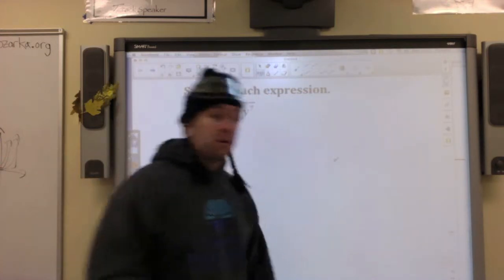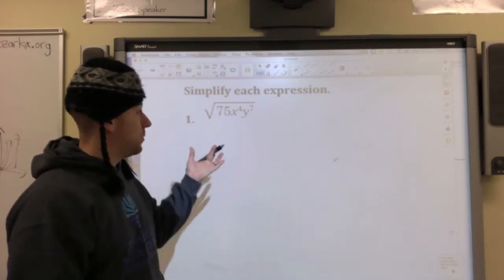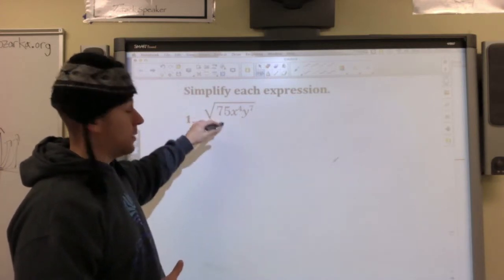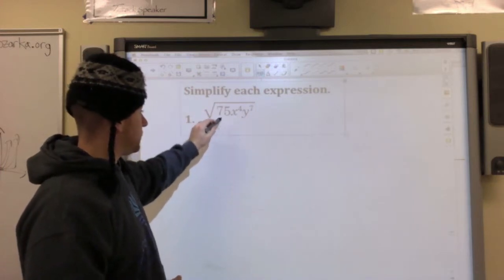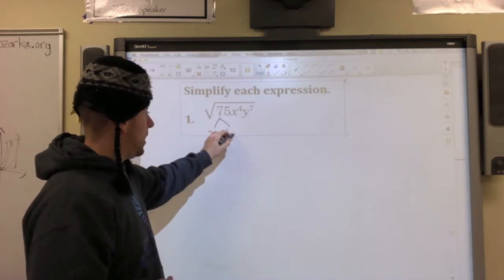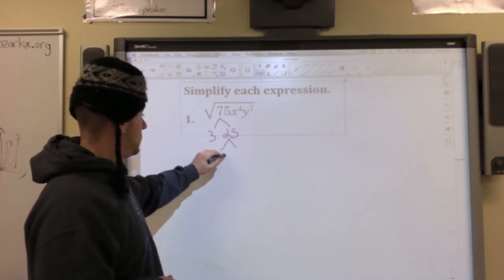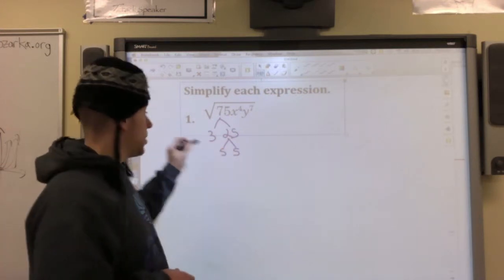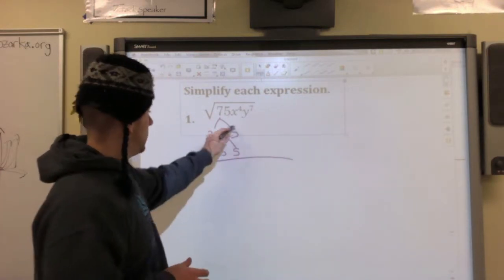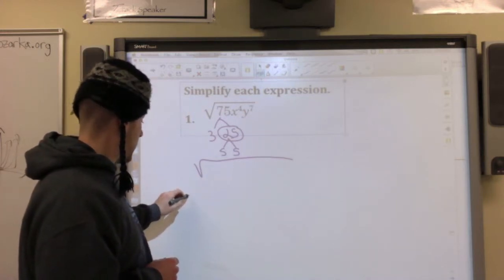So, number one in your review, you have the square root of 75, x to the fourth, y to the 7th. What we want to do is always, when we have a square root that we can't find, break down the number. So in this case, 75 is going to break down into 3 and 25. And I can also break down that 25 into 5 and 5. For those that can jump to it, they know the square root of 25 is 5.